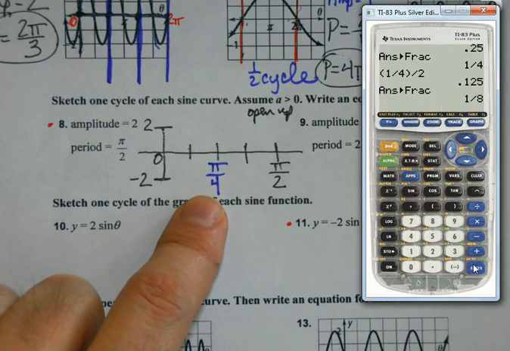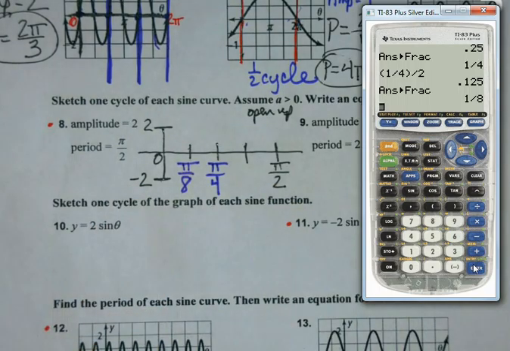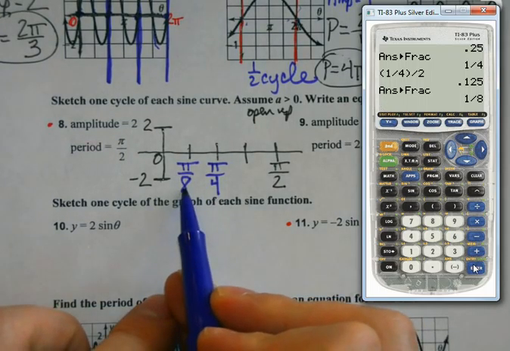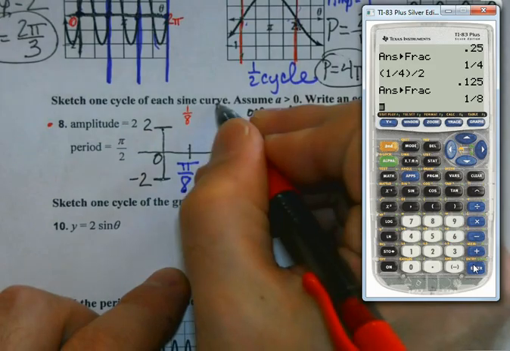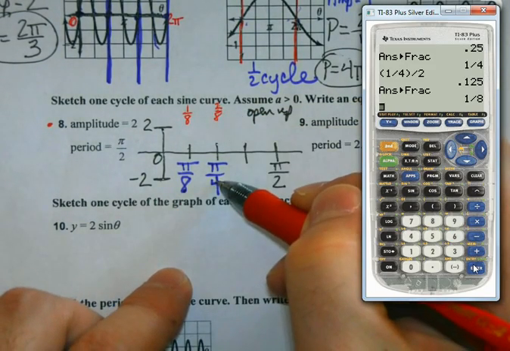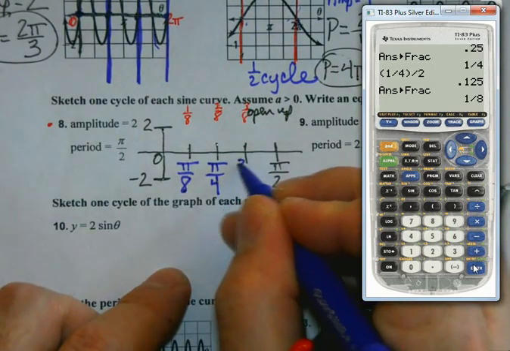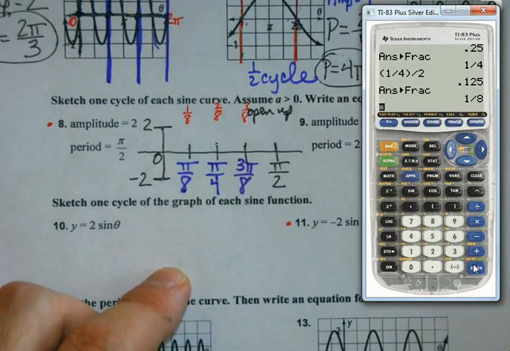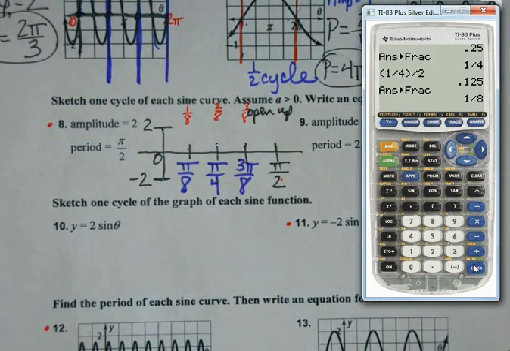And get my decimal version. So 1/8 would be, excuse me, pi over 8. And then I can build that last one. This is 1/8. So once I have this, I've got 1/8, 2/8, because 2 over 8 reduces to 1/4, 3 over 8, which doesn't reduce, and this would be 4 over 8, or 1/2. So I've got all my values.